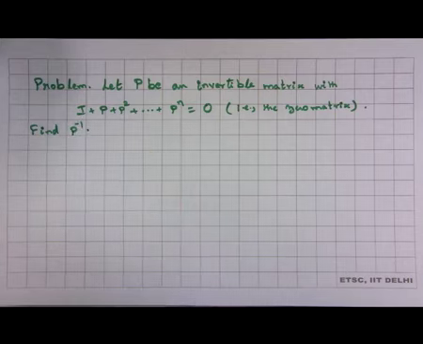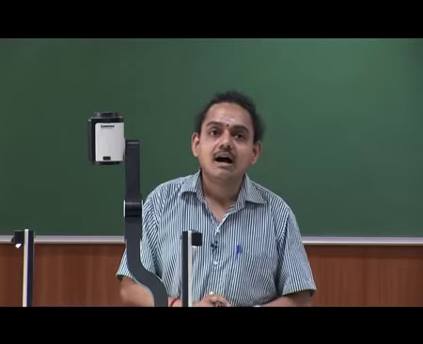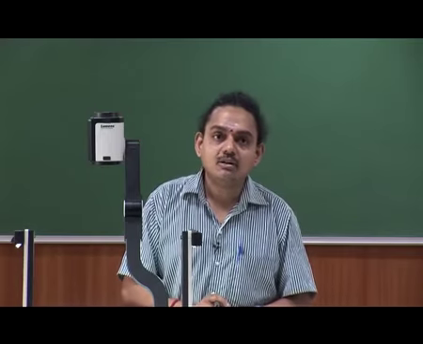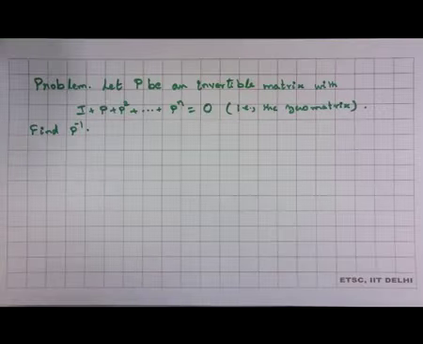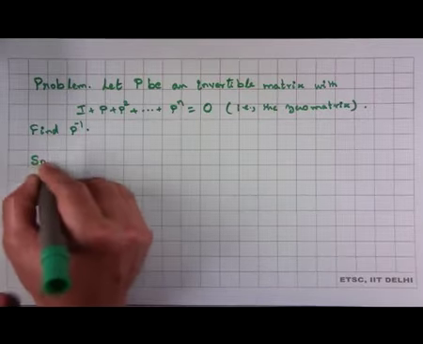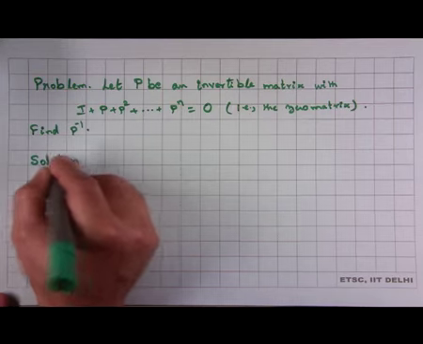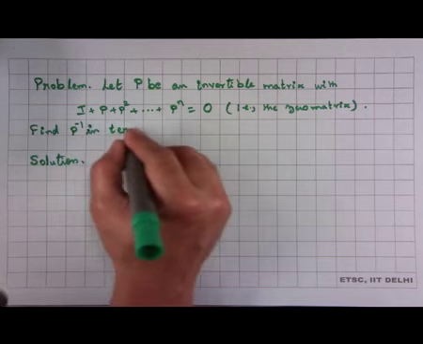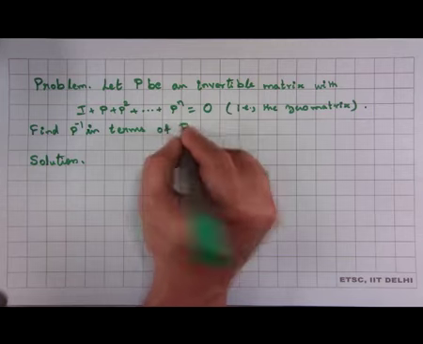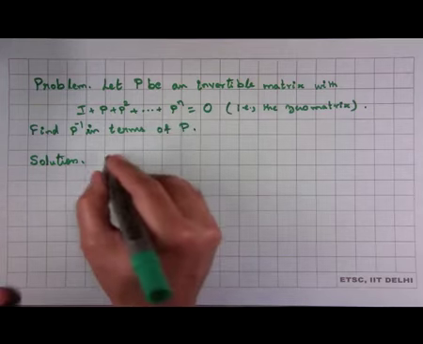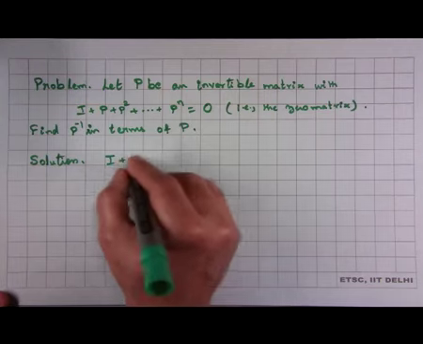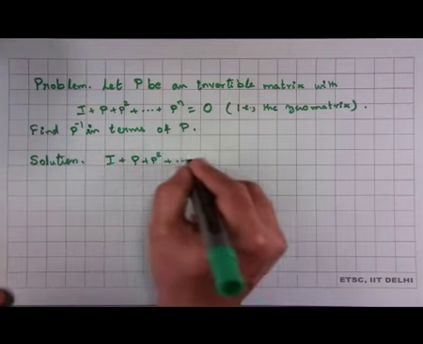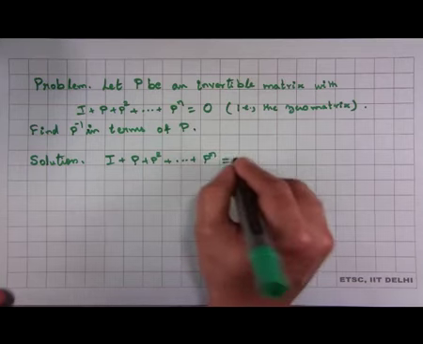What you are given is that P is an invertible matrix and it also satisfies the following: when you add I, P, P square up to P power n, what you end up with is a 0 matrix. Let us try to find the solution to this. In fact, I should say find P inverse in terms of P. So, what is given is that I plus P plus P square up to P power n is 0.